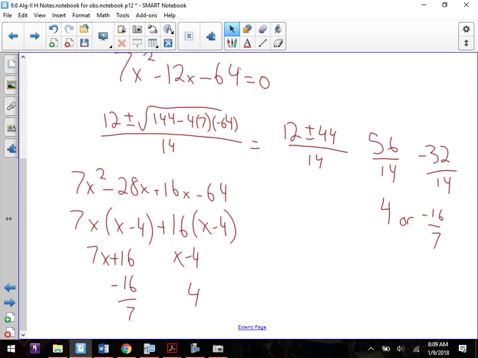Alright, so the other thing that I wanted to look at was the final mechanism of these problems too.